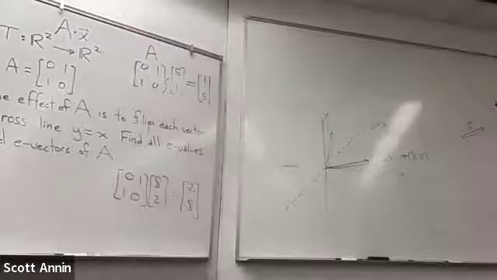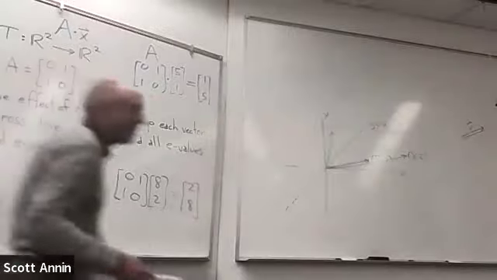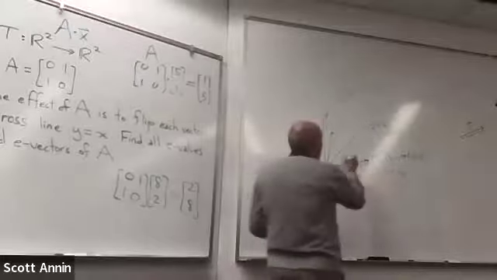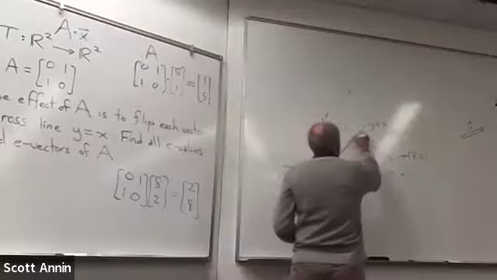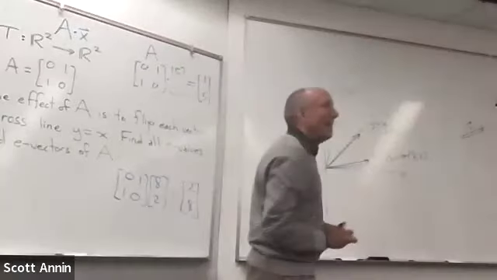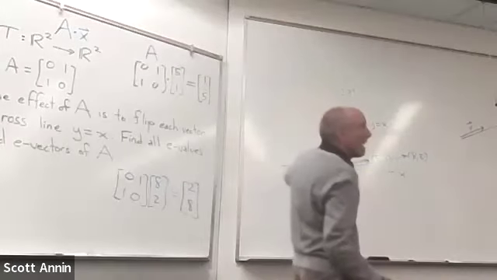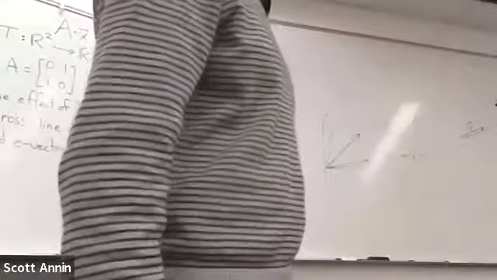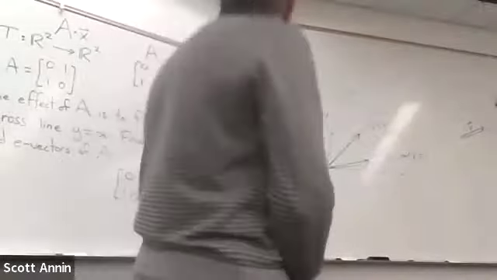I see some ideas here. Chris, I think I saw you first. It would be perfect. Oh, what if my vector was directly on the line to begin with? If my vector is directly on the line to begin with, and then I'm flipping across that line, where does the vector go?